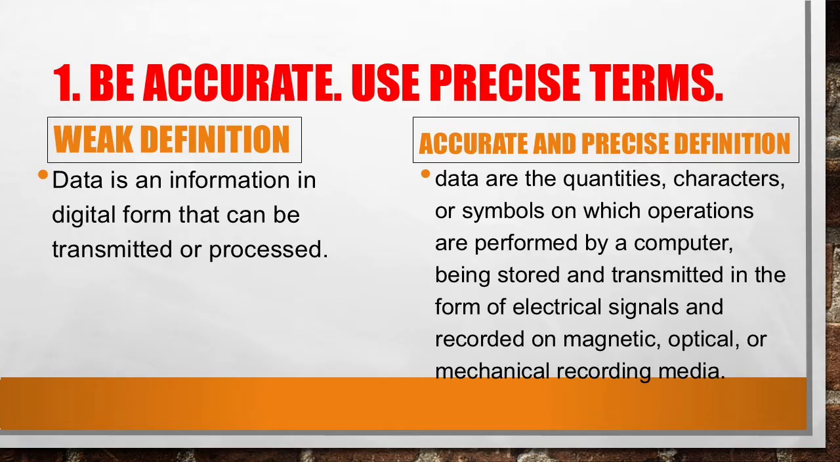And let's have the accurate and precise definition according to the first guideline. So this is it. Data are the quantities, characters, or symbols on which operations are performed by a computer, being stored and transmitted in the form of electrical signals and recorded on magnetic, optical, or mechanical recording media. So as you can see, the second definition, which is accurate and precise, could be the best one to use in writing your research.